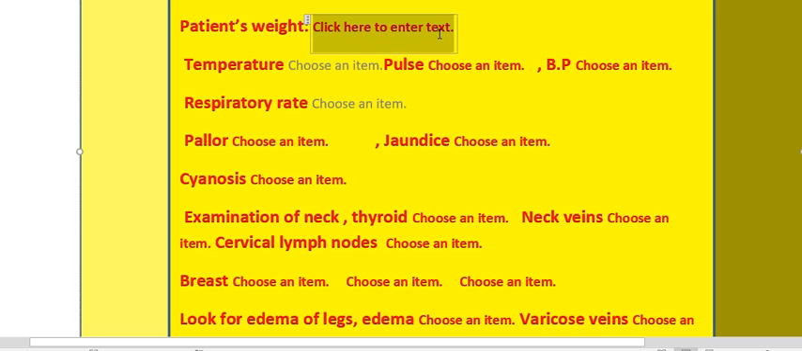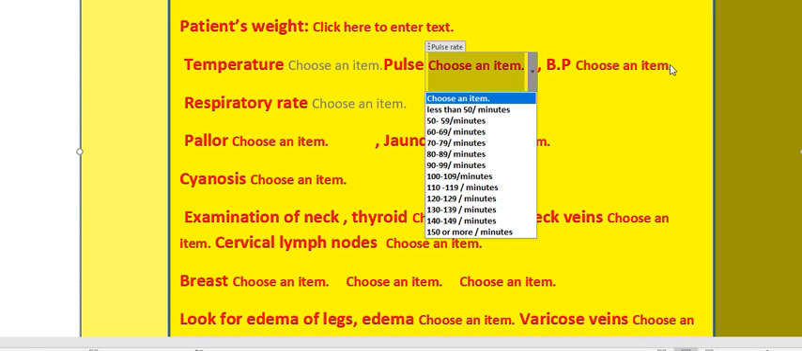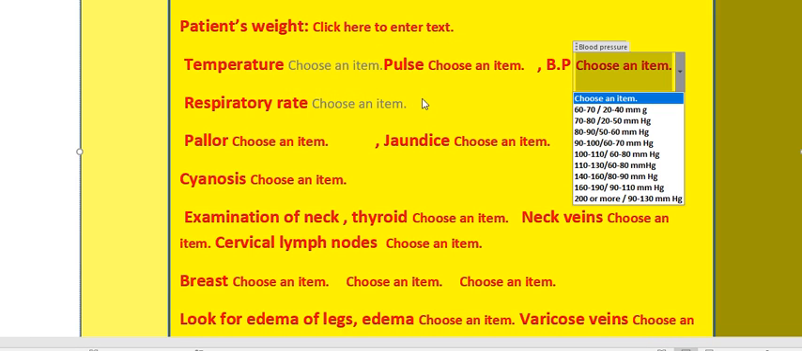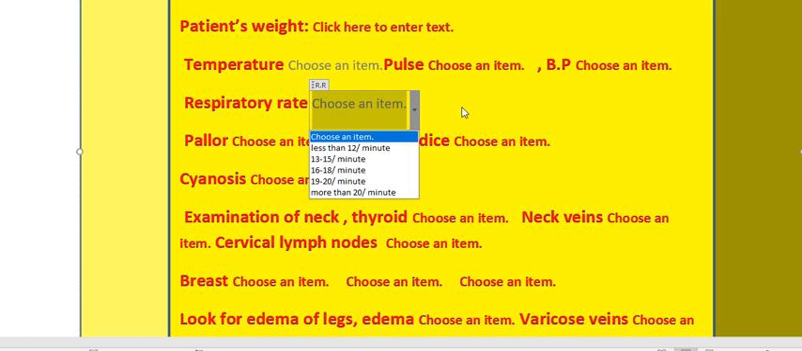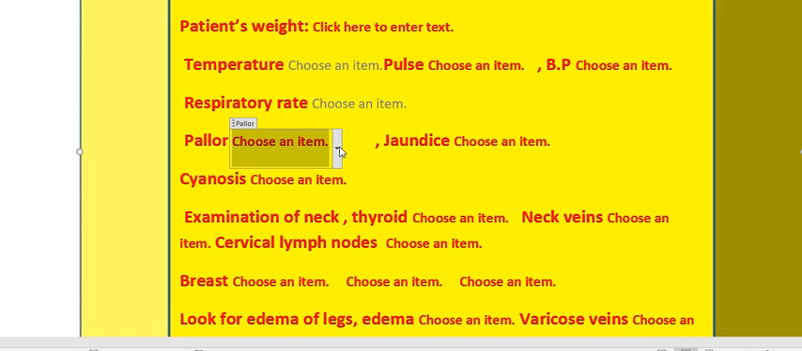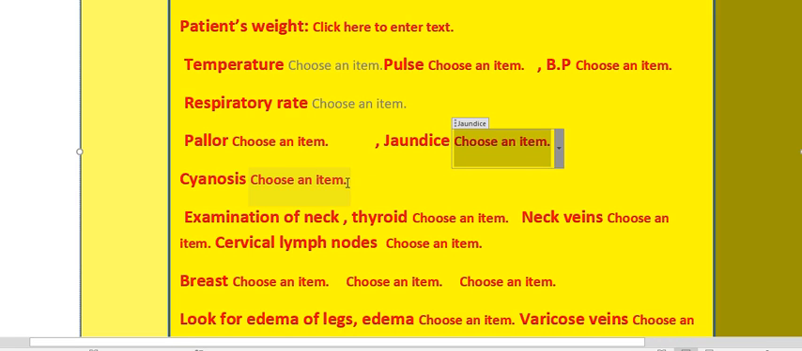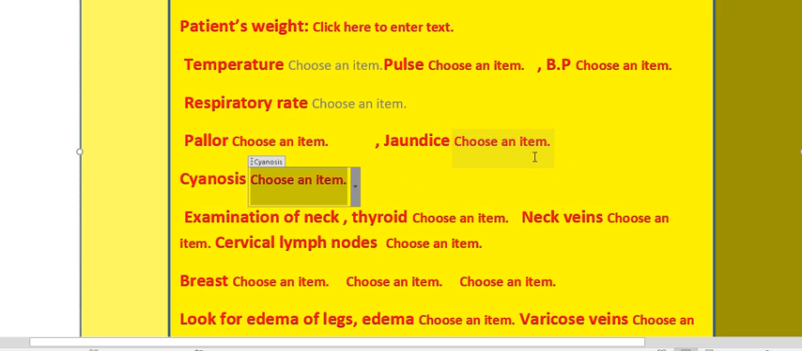And then we have to record the patient's weight, temperature, pulse, blood pressure, and respiratory rate. And we have to record whether the patient is pale or not, jaundiced or not, cyanosed or not.